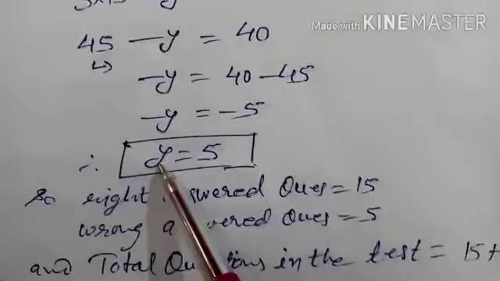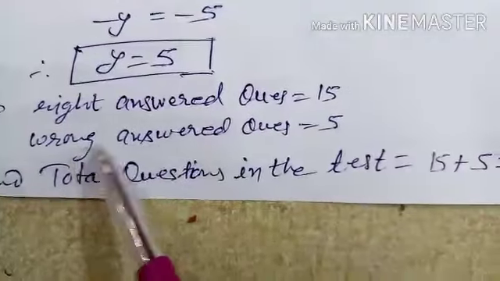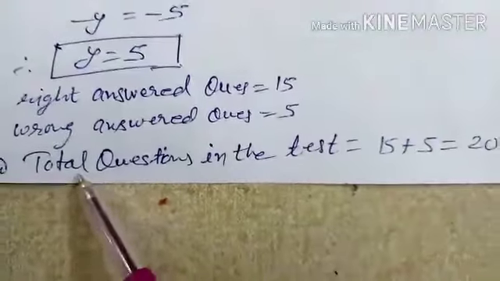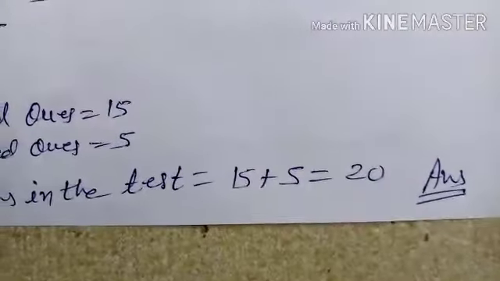Y means wrong answered questions. So right answered questions is 15 and wrong answered questions is 5. So total questions in the test is 15 plus 5, that is 20.